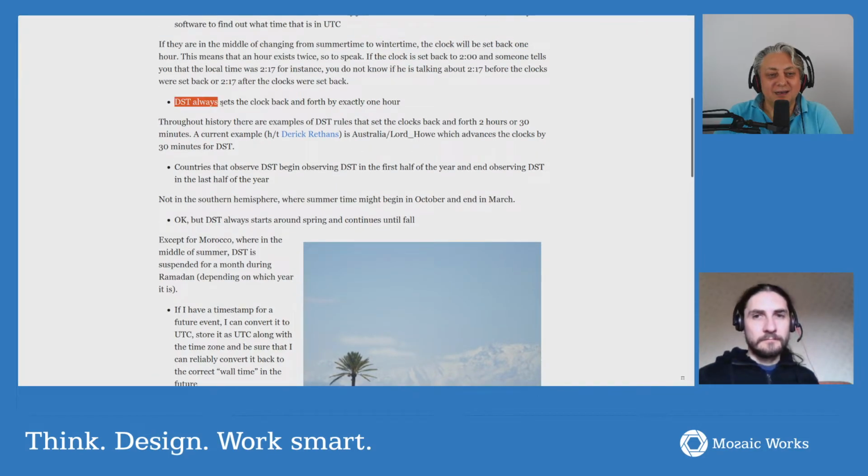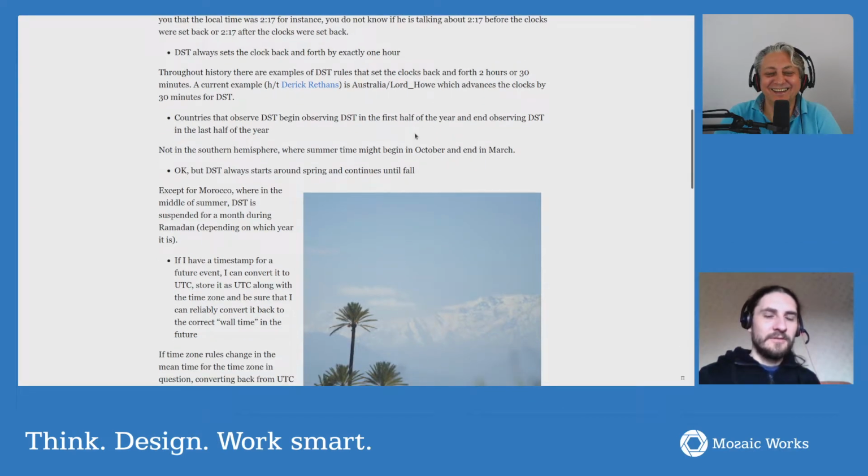DST, daylight saving time, always sets the clock back and forth by exactly 1 hour. Well, in Australia, the clocks are advanced by 30 minutes for daylight saving time in Lord Howe. So one place in Australia, not everywhere. Oh boy. That's complicated. Half an hour differences.